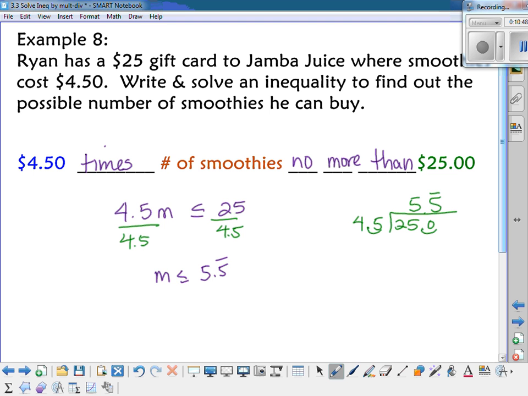Can you ever get part of a smoothie? No. So what he could get is from 0 to 5 smoothies, and that would be your answer. Okay, thank you.